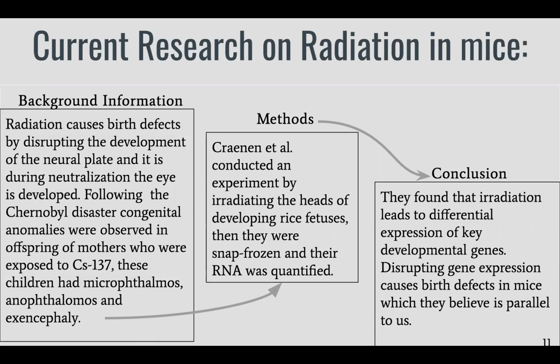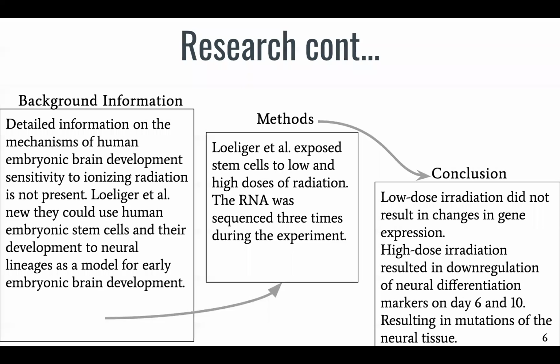Cranian et al. conducted an experiment by irradiating the heads of developing mice fetuses. Then they were snap frozen, and the RNA was quantified. They found that irradiation in the form of X-rays during neurulation leads to differential expression of key developmental genes such as PAX6 and LHX2. Disrupting gene expression causes birth defects in mice, which they believe is parallel to us. Detailed information on the mechanisms of human embryonic brain development sensitivity to ionizing radiation is not present.